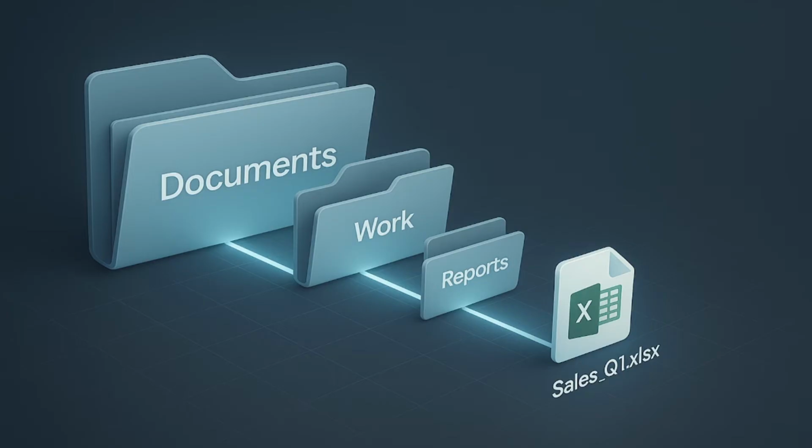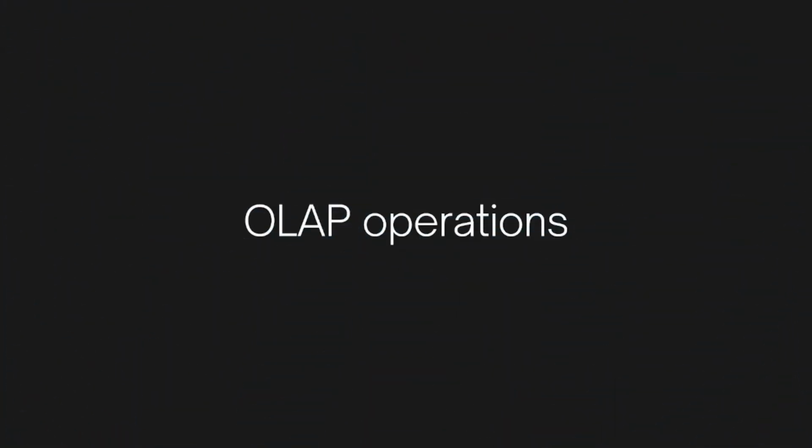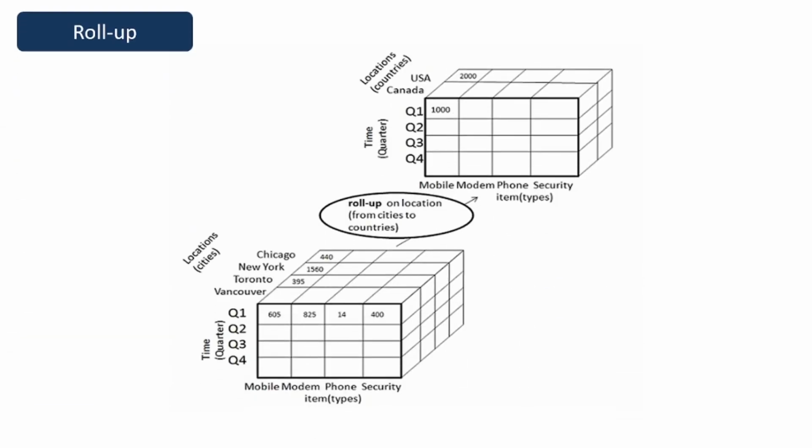All right, now that we've got the cube idea in place, let's talk about what we can actually do with it. This is where OLAP operations come in. They're basically the tools that help us explore and understand all that data inside the cube. Let's start with something called roll-up. Think of it like zooming out.